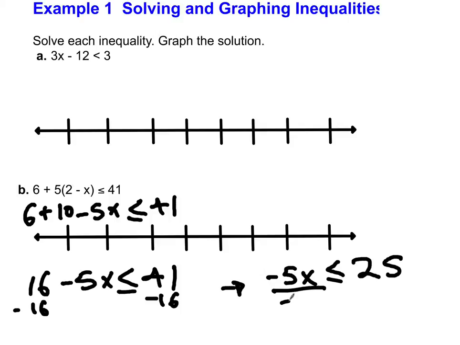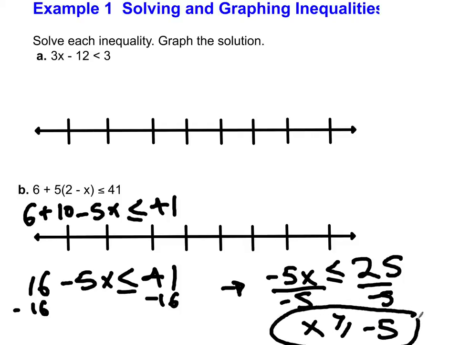Now we're going to divide by negative 5, and remember, if you divide or multiply by a negative number, you've got to flip the sign. So let's go ahead and flip that sign now so we don't forget. Negative 5 over negative 5 leaves you with just x. 25 over negative 5 leaves you with negative 5. So the solution here is x is greater than or equal to negative 5.